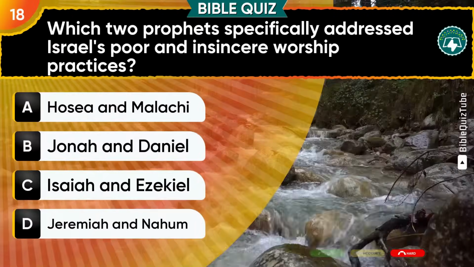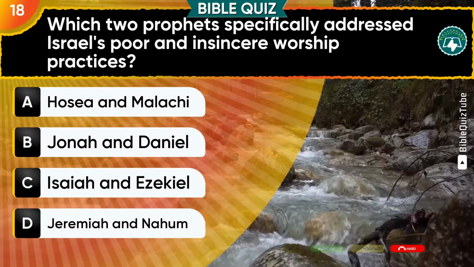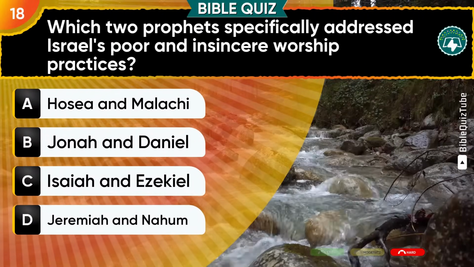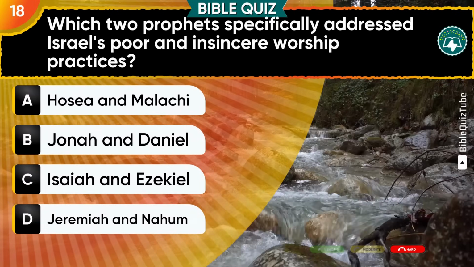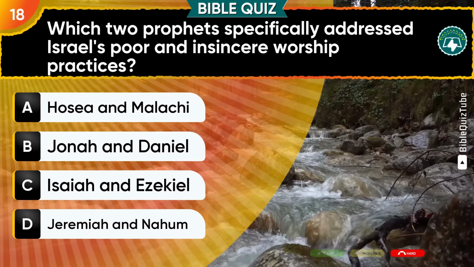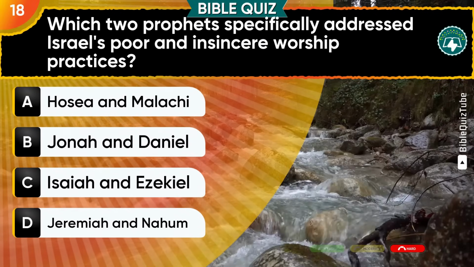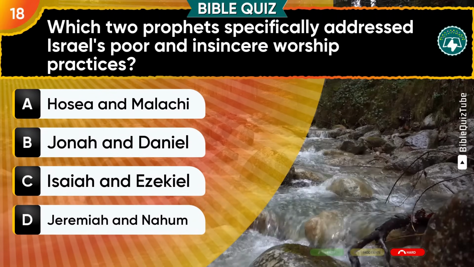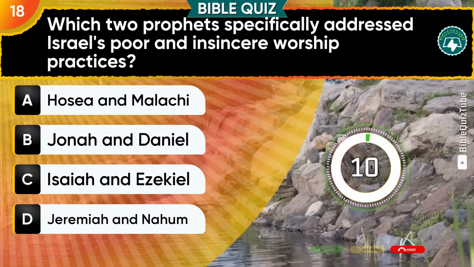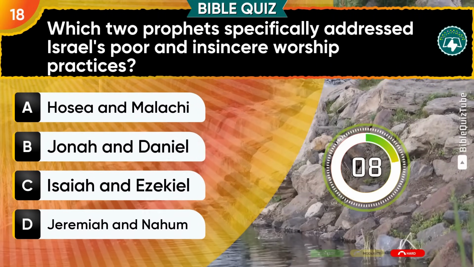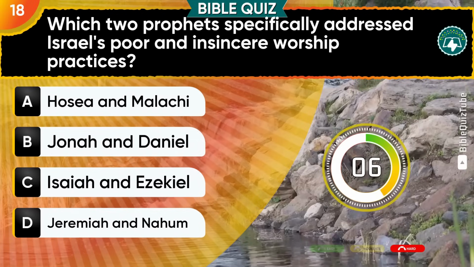Question 18. Which two prophets specifically addressed Israel's poor and insincere worship practices? Test your Bible skills on this one. A. Hosea and Malachi. B. Jonah and Daniel. C. Isaiah and Ezekiel. D. Jeremiah and Nahum.